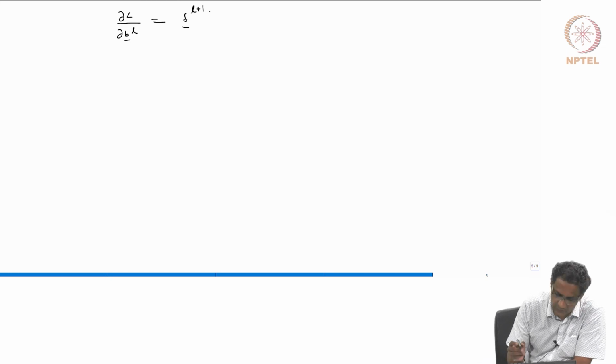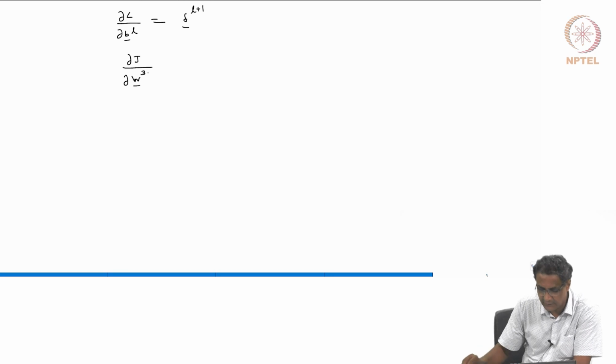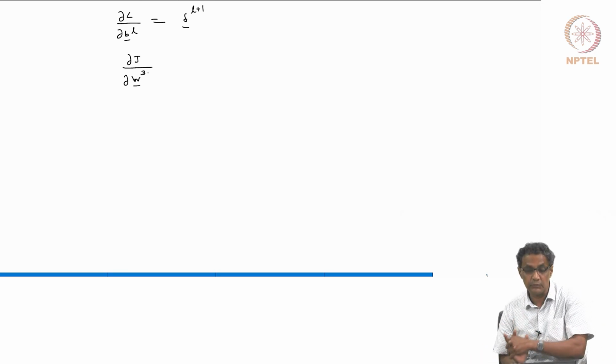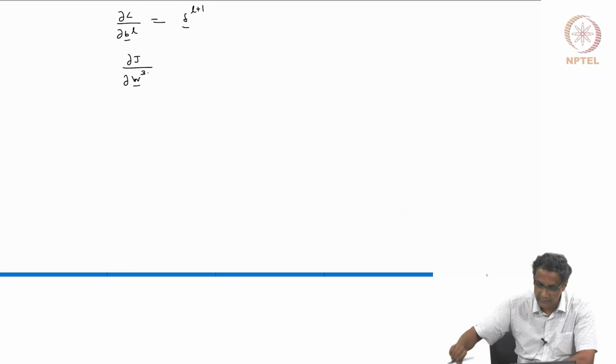I'll just leave this to you as a small exercise. Let me ask you, somebody would be able to answer this. Let's say dou J by dou W, what do I have here? For this example itself that we had, suppose I did dou J by dou W3. Let me just write down.